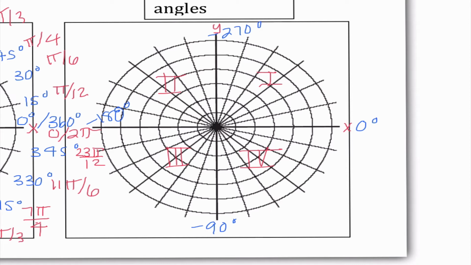Okay, and I'm not going to go through and label everything. I think we can figure that out. But the whole idea here is if we have a negative measurement, we need to move in a clockwise manner starting on the positive x-axis.